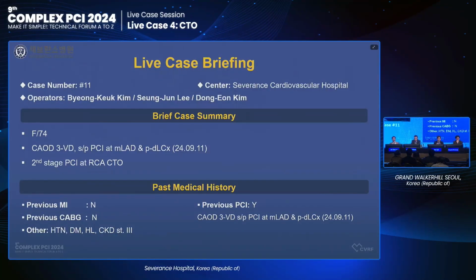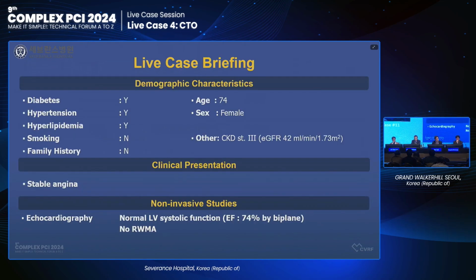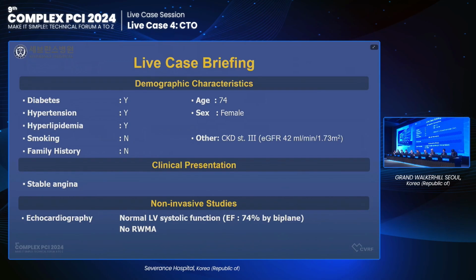Thank you. So, a 74-year-old female underwent PCI at the LAD and circumflex 2 months ago, and this is the second-stage PCI targeting her distal RCA CTO lesion. Previously, she had diabetes under medication, hypertension, and dyslipidemia. Particularly, her renal function is declined, corresponding to chronic kidney disease stage 3. Her estimated GFR is around 40, and she is suffering chest pain due to stable angina symptoms, and her cardiac function is preserved.